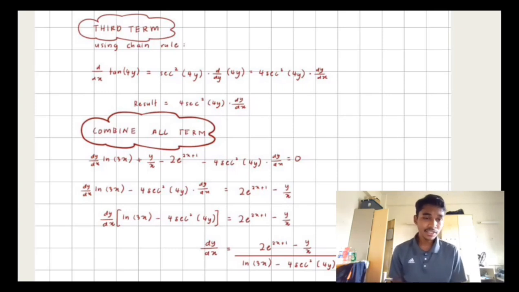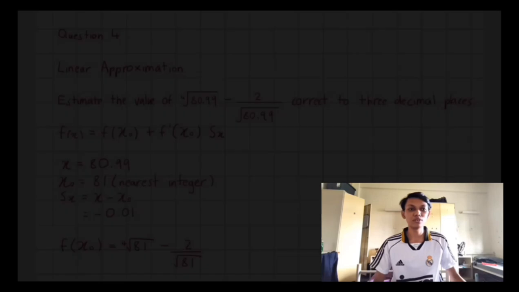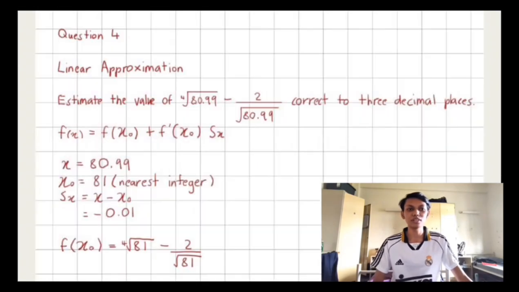Then we need to rearrange the equation so that the terms with dy/dx move to the left, and the terms without dy/dx go to the right, and then we factorize dy/dx. We move the rest to the right. So you get dy/dx equal to 2e to the power of 2x plus 1 minus y over x, divided by ln 3x minus 4 secant squared 4y.